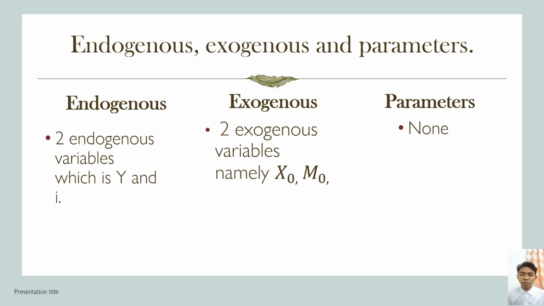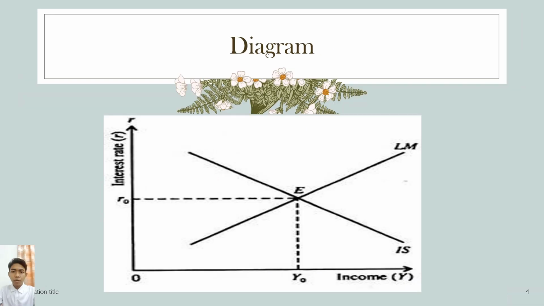The two endogenous variables from this function are y and i. Additionally, there are two exogenous variables in this function, which are x null and m null. Finally, this function has no parameters. This is the diagram for the IS-LM model. We will be using this diagram to prove our answer at the end of the slide.